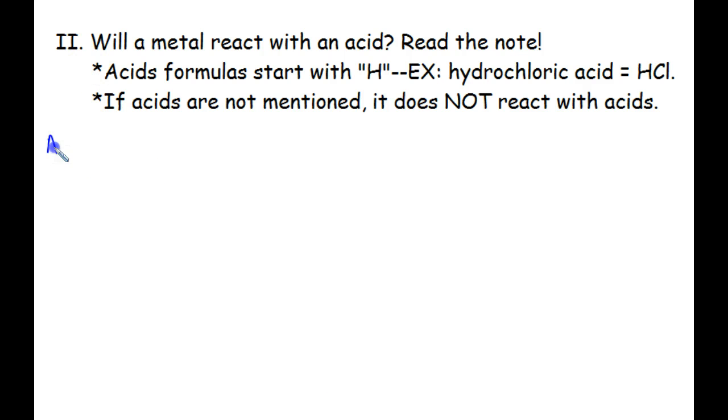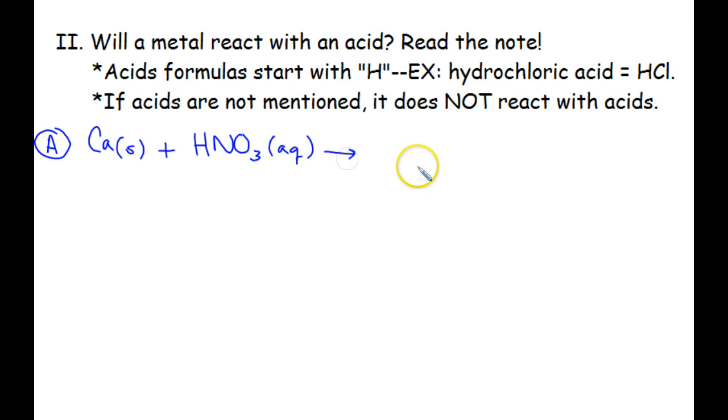So, let's do an example of calcium, which is a solid, plus nitric acid. And all of the acids you tend to deal with as far as in this type of reaction are going to be a solution. There are some solid acids, but we're not going to deal with that. Now, if you check your activity series, calcium does react with acids, replacing hydrogen. So your product would be hydrogen, which is diatomic, and a gas.